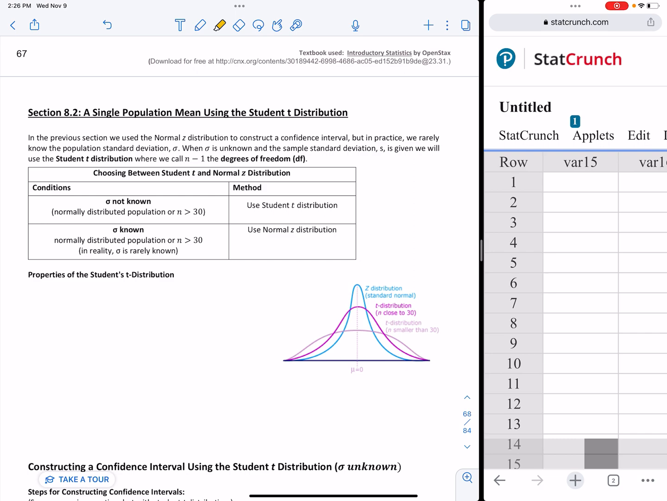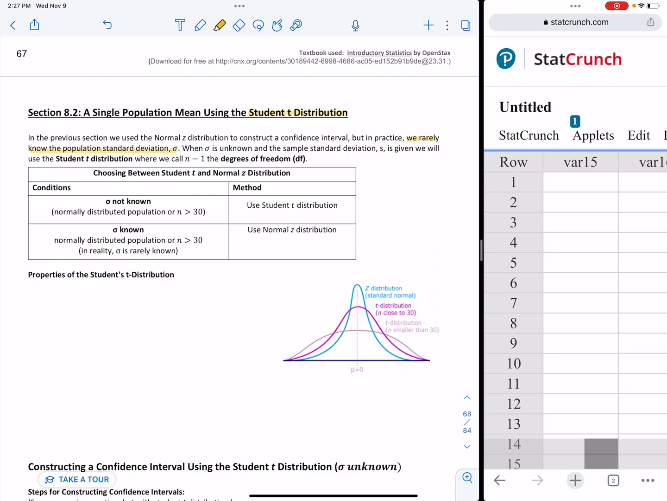We are going to take a look at section 8.2, a single population mean using the student t-distribution. So this is going to be a little bit new. The good news is it works almost exactly like the first section. In the previous section, we used the normal distribution, but we rarely know the population standard deviation. When we don't know that, and the sample standard deviation is given, we use the student t-distribution.